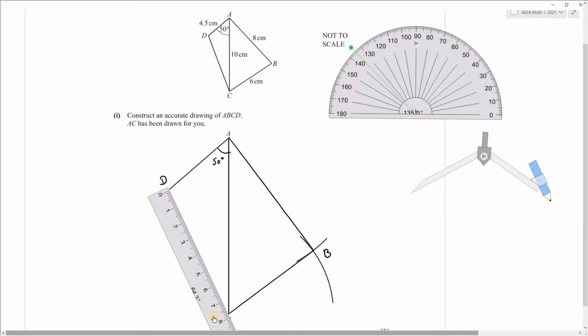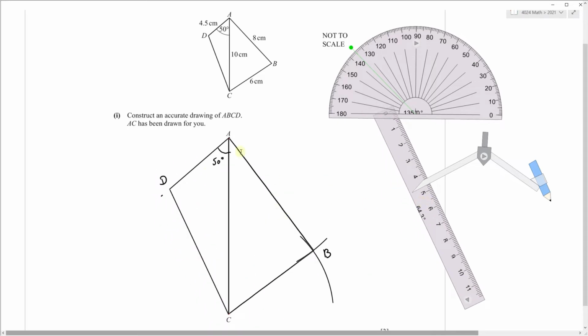All right, let's draw this line as well. All right, so this is how you will complete your quadrilateral ABCD. This length is 8 centimeters, this is 10 centimeters, this is 6 centimeters, and this is 4.5 centimeters.